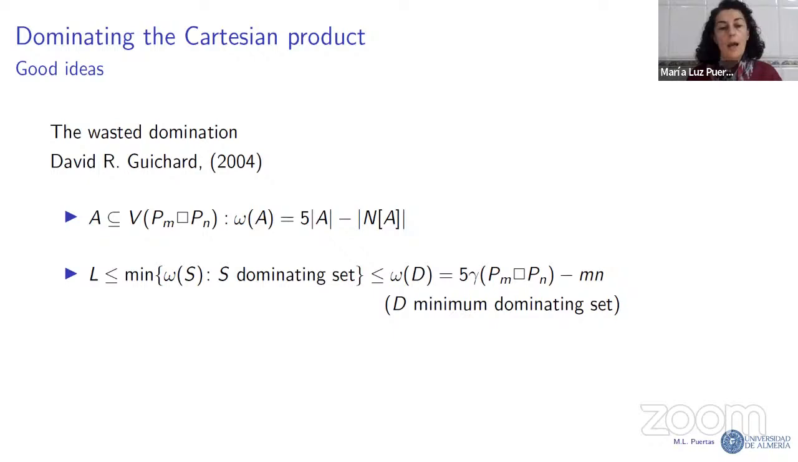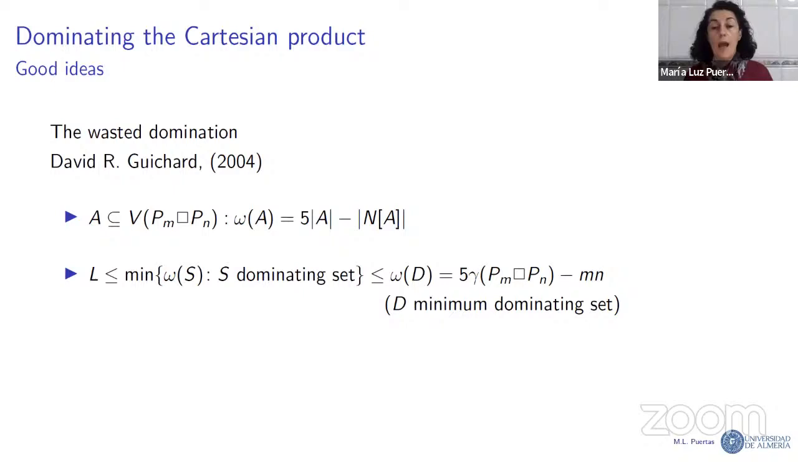He proposed this idea. If you compute the waste domination for any dominating set, not necessarily minimum, all of them, and then the minimum, of course, it is less than or equal to the waste domination of any minimum dominating set. And if D is a minimum dominating set, the waste domination has a particular relationship with the domination number, because the number of vertices of the minimum dominating set is the domination number, so five times the domination number, and the number of vertices of the closed neighborhood is the number of vertices of the graph, because the closed neighborhood is the whole graph.